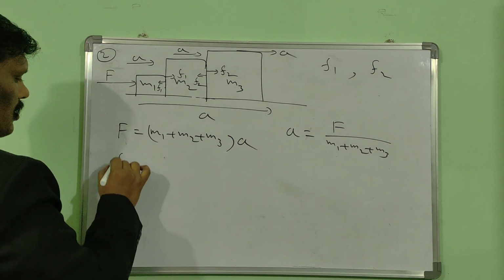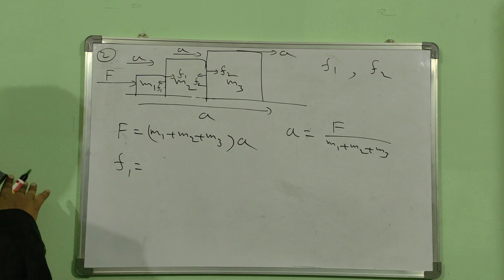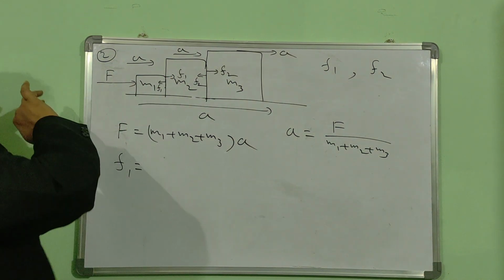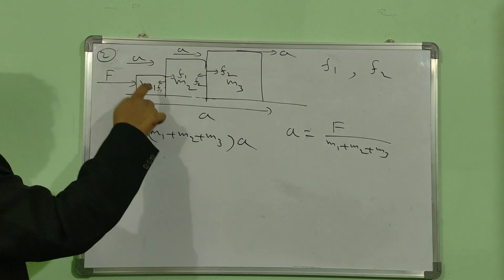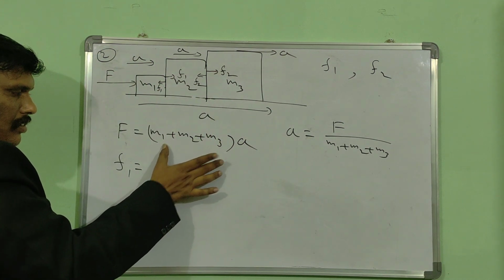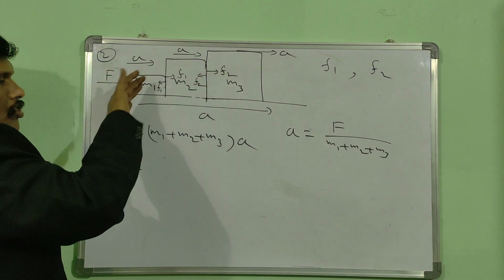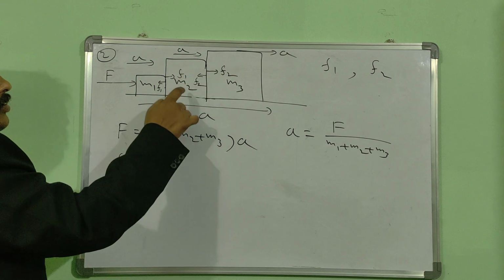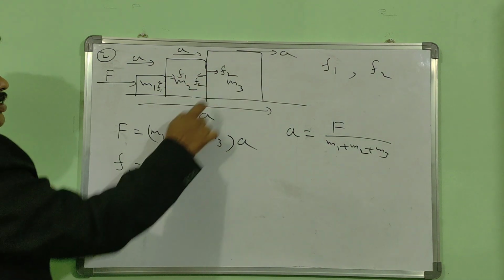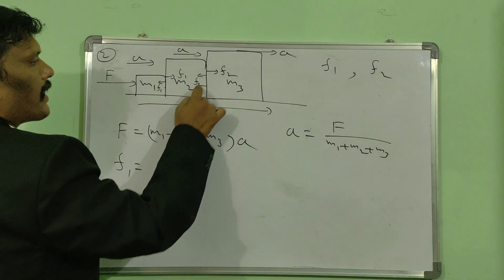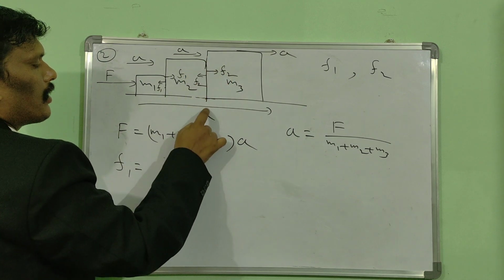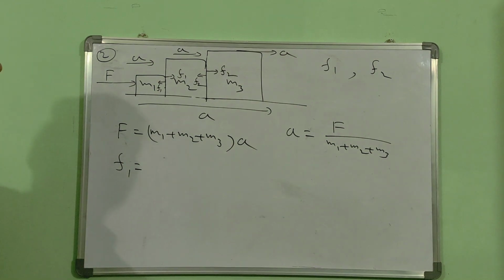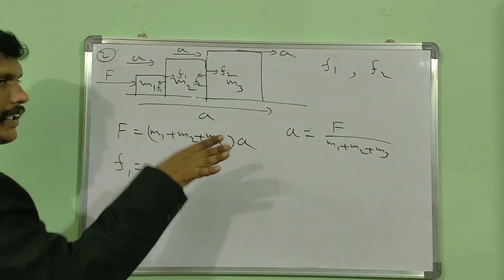How to calculate contact force F1? Observe here. Suppose I consider this force. This force pushes how many masses? 1, 2, 3. That's why I consider 3 masses. But this F1 pushes how many masses? Only 2 masses. Why? Because these 2 contact forces acting at this contact are equal and opposite and cancel each other.